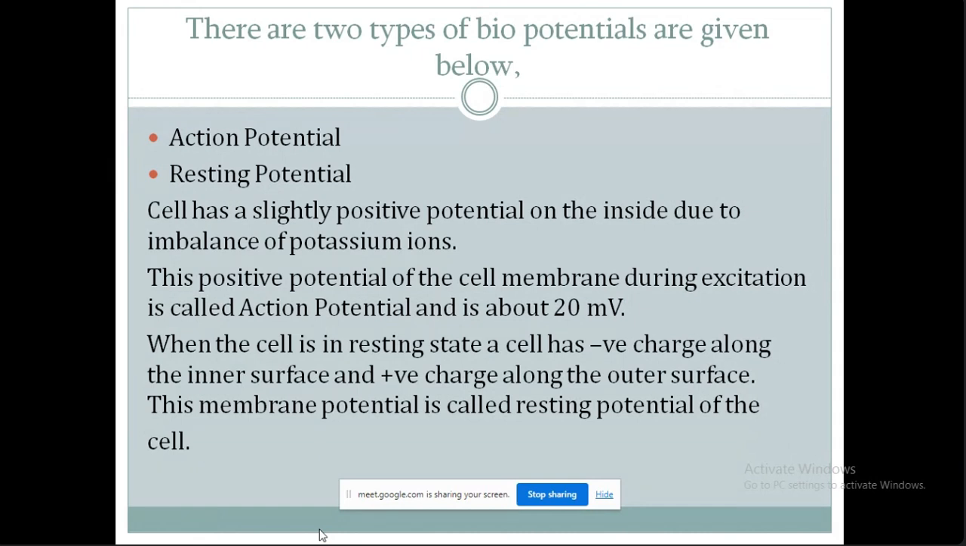The discharging and recharging of the cell can take place, which is called depolarization and repolarization. The discharge is called depolarization, and the recharging is called repolarization. So it may happen based on the impulses generated by the cells. A group of cells is called tissue.